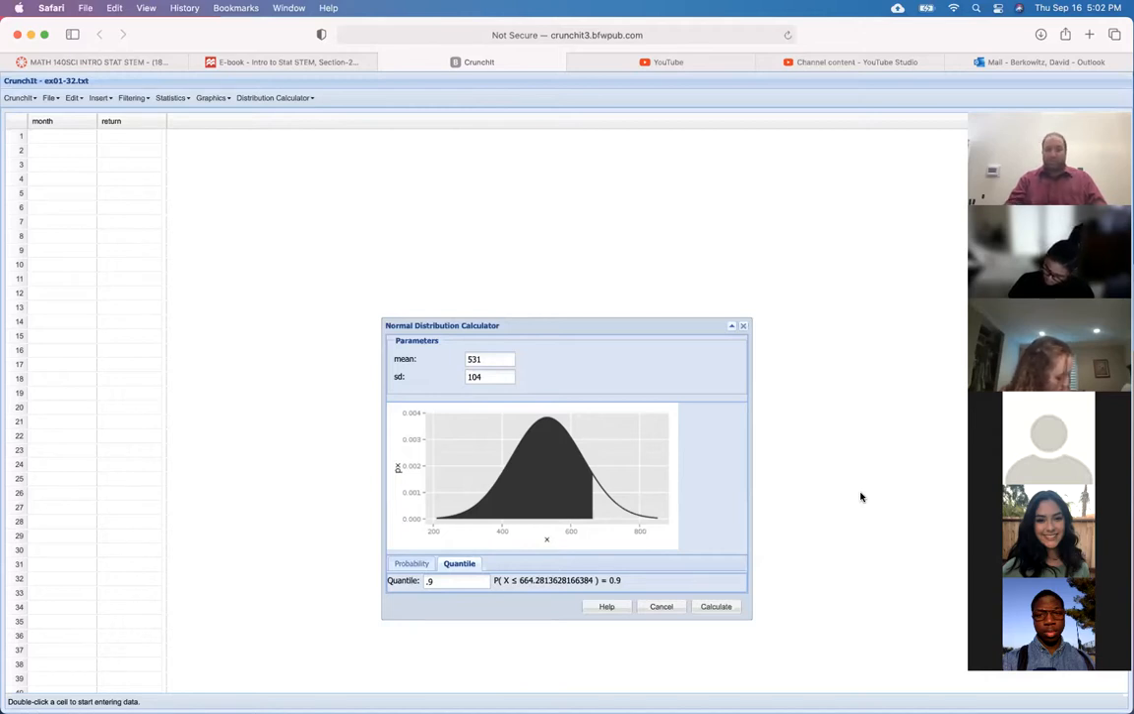So we see here 664.28136218166384 would be your raw data. Would it be your raw data? So Crunch does not get your z-score. Your calculator does not get your z-score. Only the table gets the z-score, which you then need to get your raw data. These guys go directly to your raw data. Does that make sense? Yes? Yes.